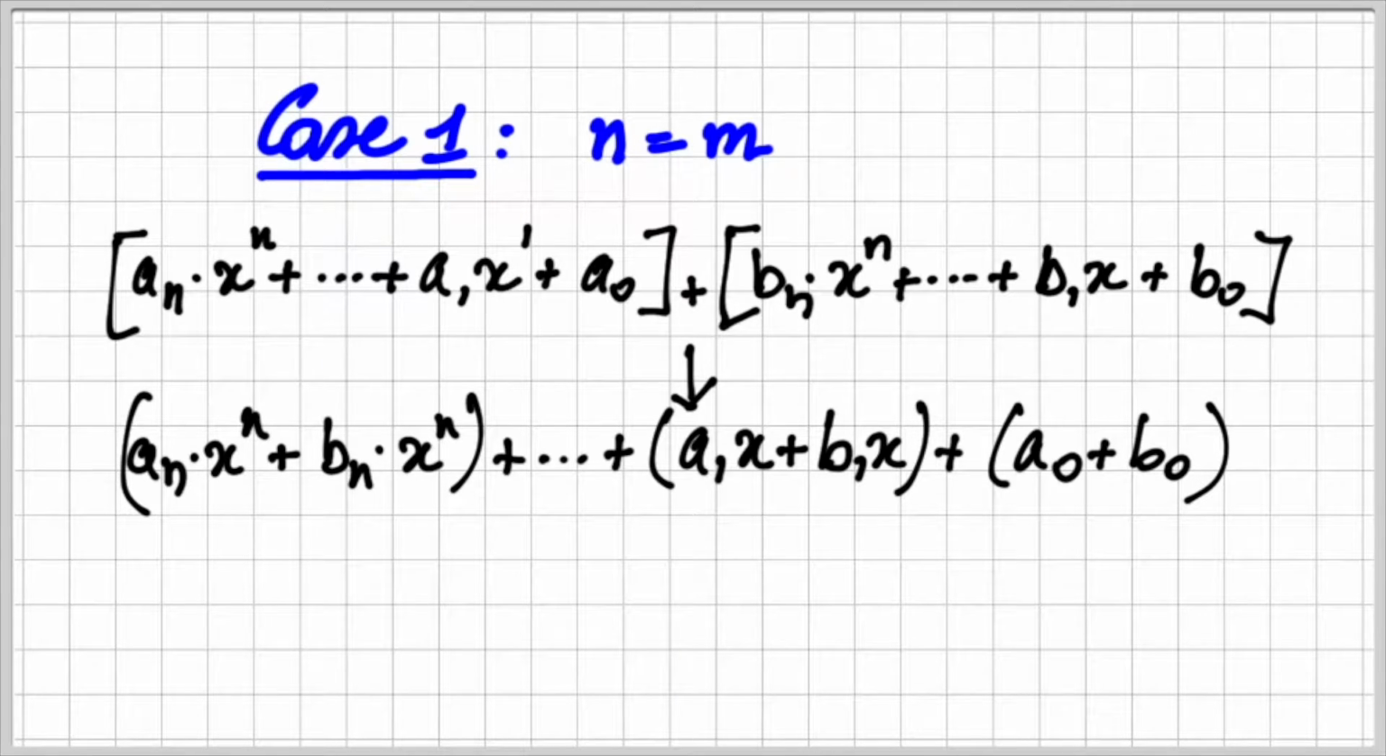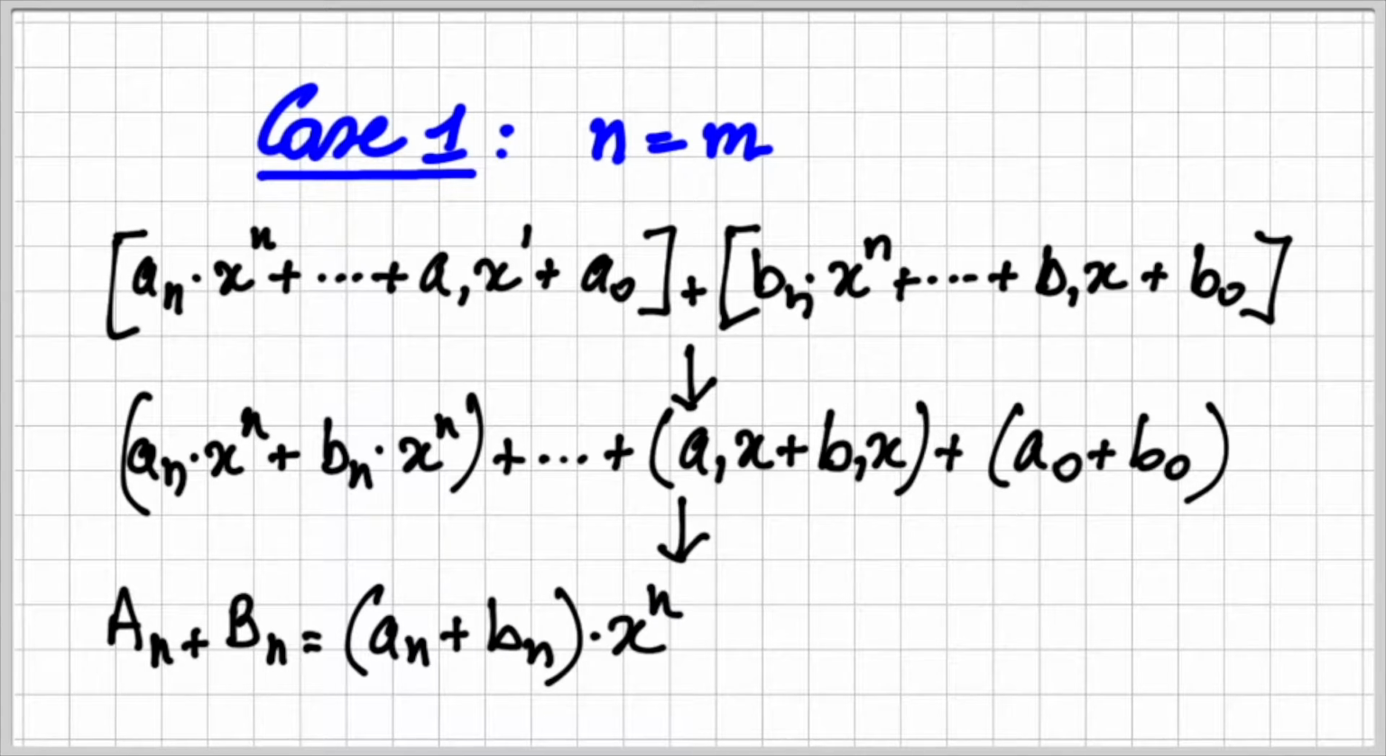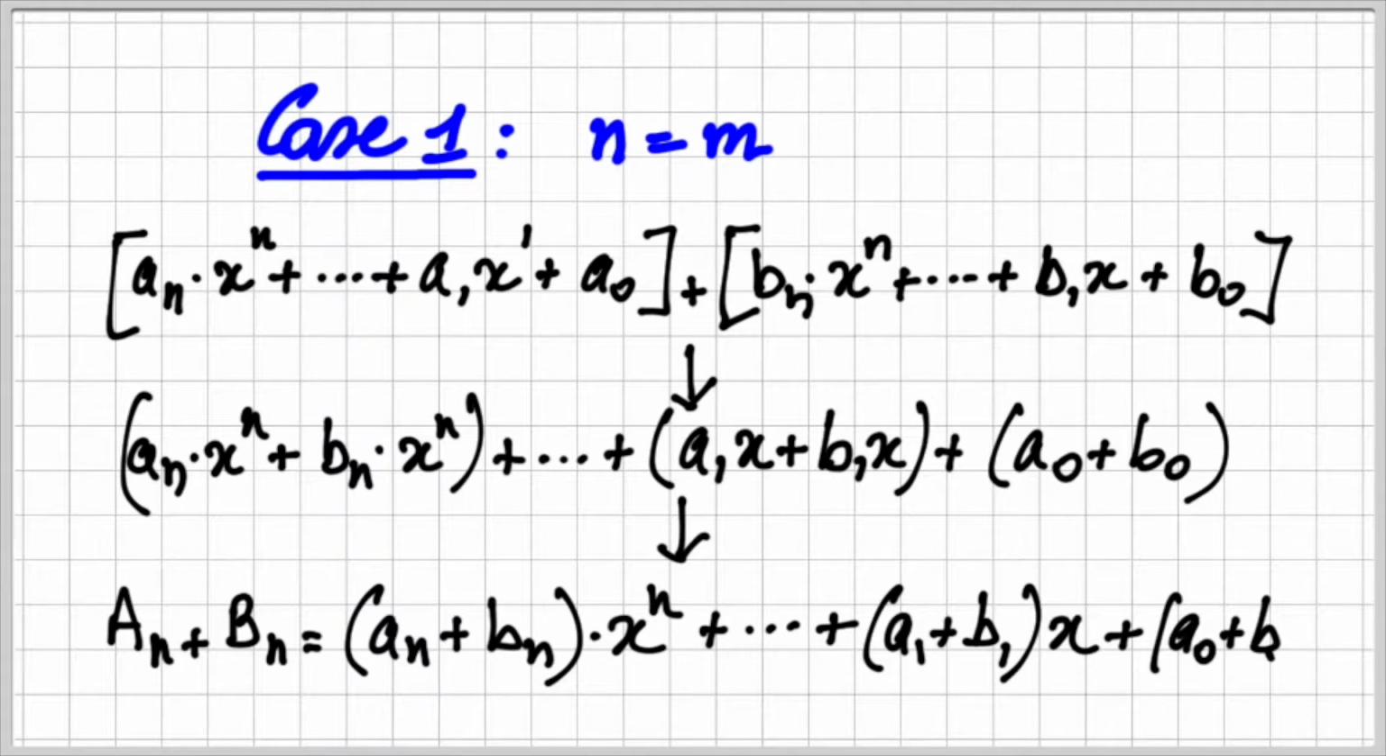And now we can apply the rules of addition, and we can take x to the power i out of the brackets. So for the first one, we find that the sum is (a_n plus b_n) multiplied with x to the power n. And we do that for all the powers of x. So we have (a1 plus b1) times x plus (a0 plus b0). This is quite easy because we have two polynomials of the same order and the addition is very easy to obtain.